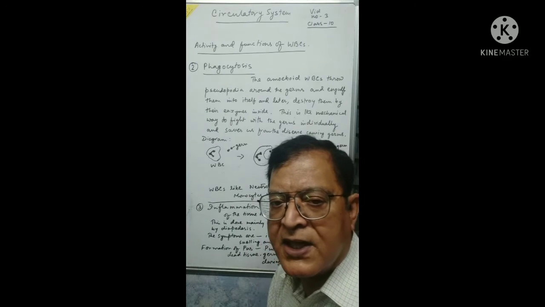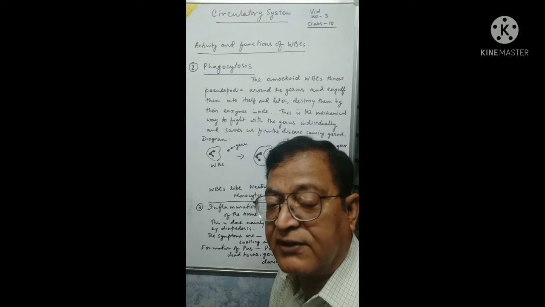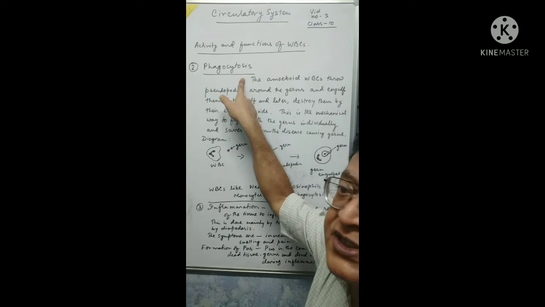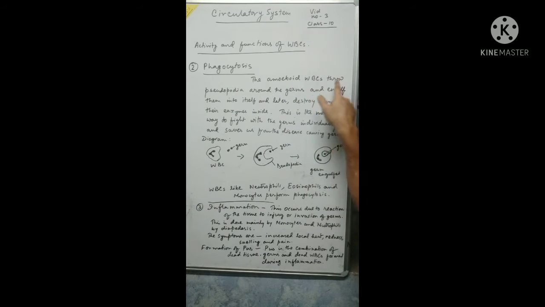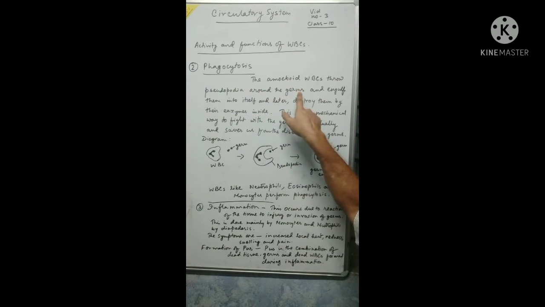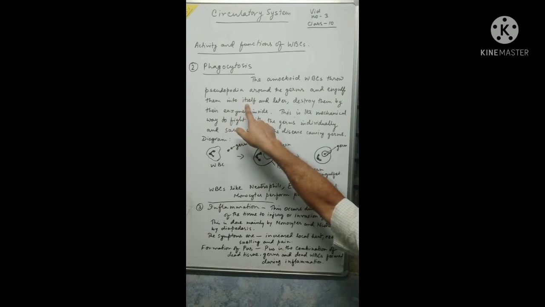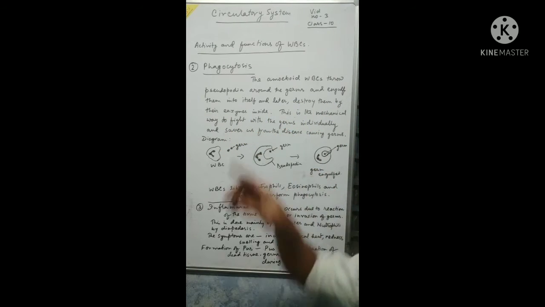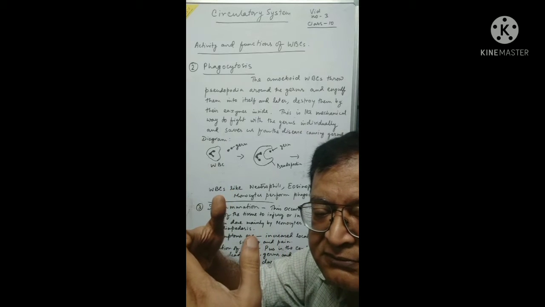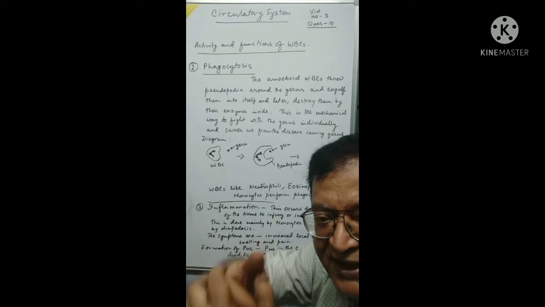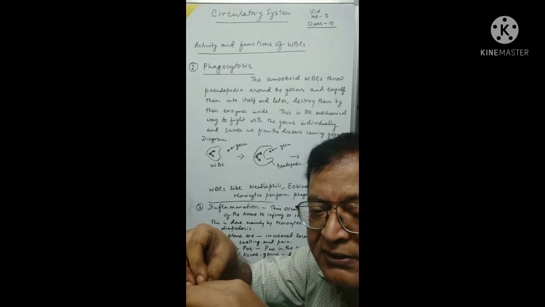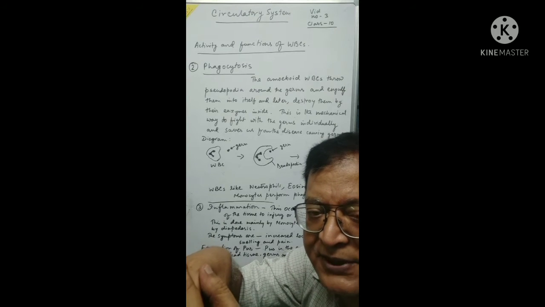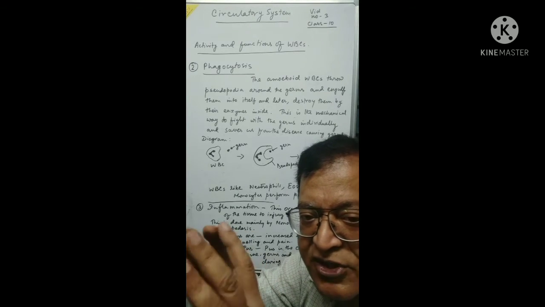The next function is phagocytosis, another important function done by the amoeboid WBCs. Number 2, phagocytosis. The amoeboid WBCs throw pseudopodia around the germs, engulf them into themselves and later destroy them by their enzymes inside. They surround the germ by throwing pseudopodia and then engulf it within the body, and after that they pour destructive enzymes into the vacuole that is created, and destroy the germs.